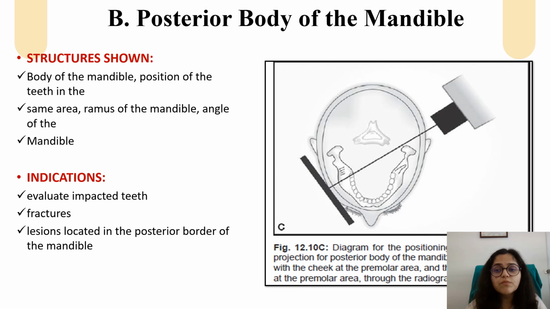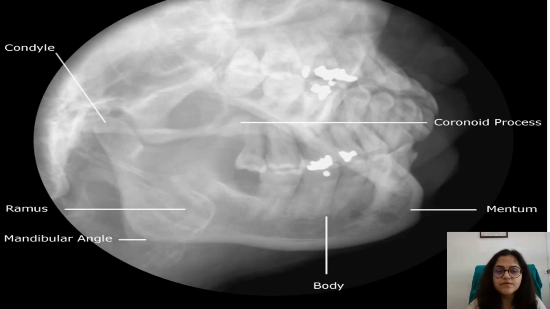Next is the posterior body of the mandible. Structures we can appreciate in this are the body of the mandible, position of the teeth in the same area, ramus of the mandible, and angle of the mandible. Indication: used to evaluate any impacted teeth, any fracture, or lesion located in the posterior border of the mandible. This is the X-ray showing the posterior body of the mandible, condyle, ramus, mandibular angle, body of the mandible, mentum, and the coronoid process.